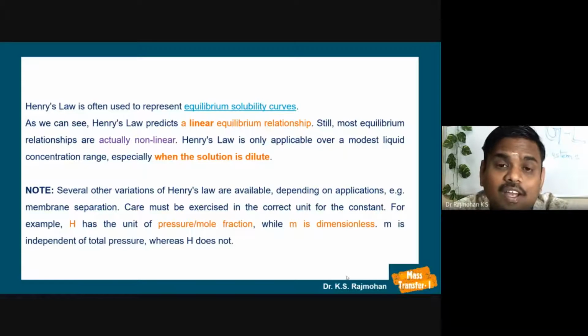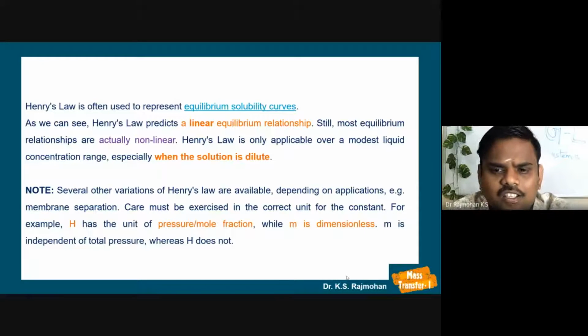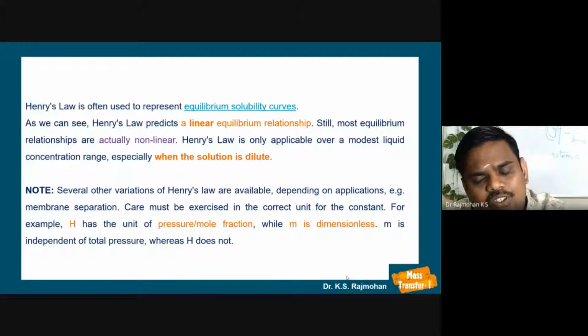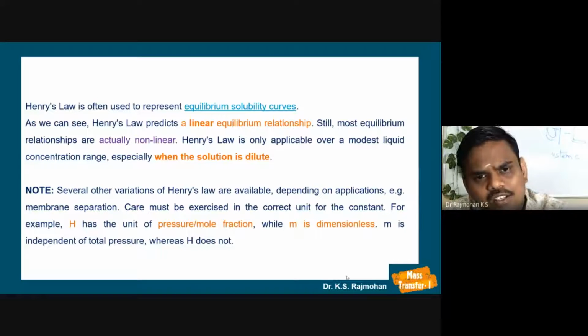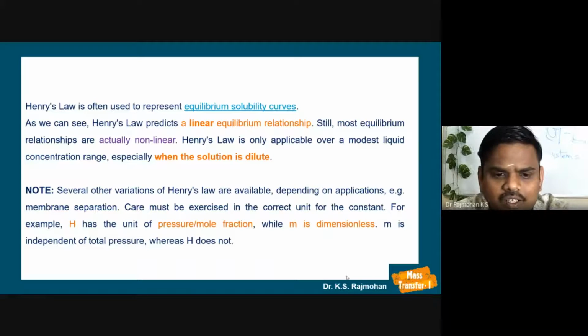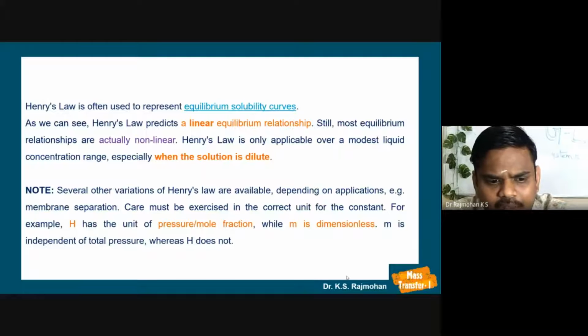Actually, but in fact what will happen is equilibrium relationships are not linear. That is, y star versus x relationship is not linear. Henry's law is applicable only over a modest concentration range, particularly when the solution is dilute. Okay, for very dilute solution we make use of Henry's law. Okay, and there are various variations of Henry's law available. Accordingly, the Henry's law constant will have different units.